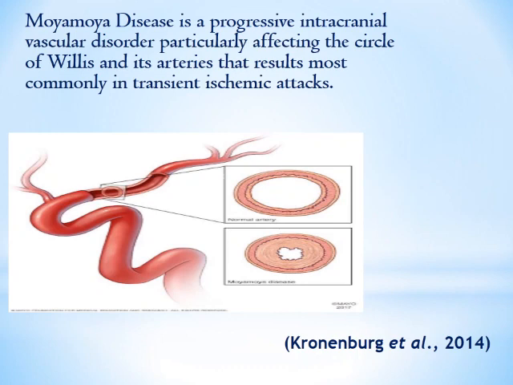Moyamoya disease is a progressive intracranial vascular disorder, particularly affecting the circle of Willis and its arteries, that results most commonly in transient ischemic attacks. This figure shows the comparison between the normal artery and moyamoya disease.